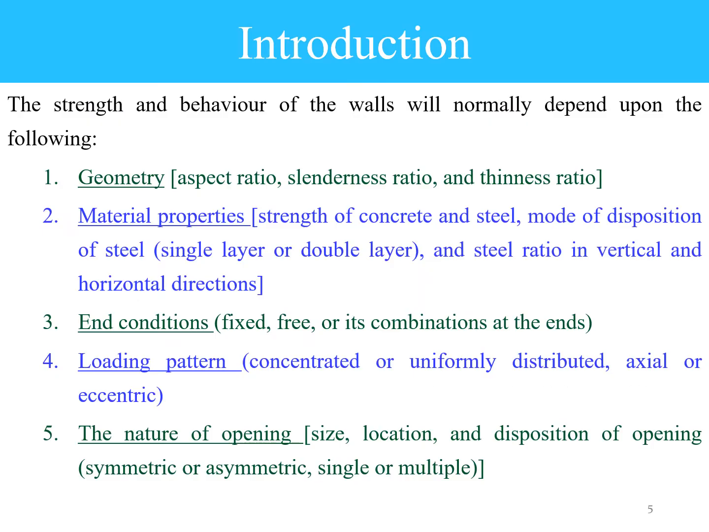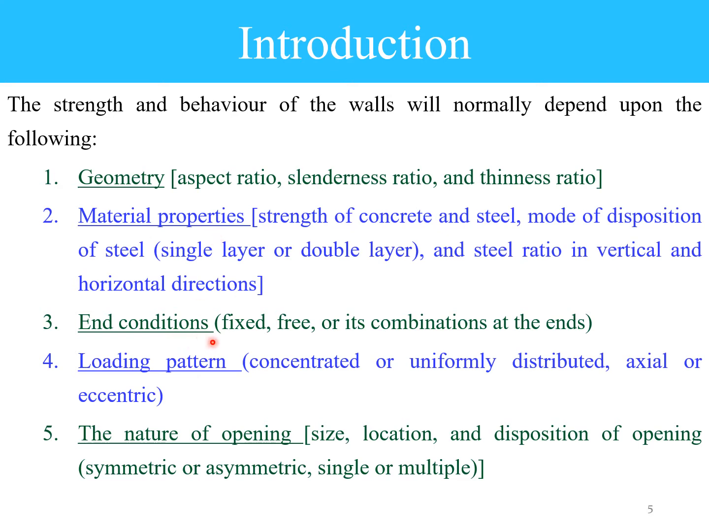Then the strength and behavior of a wall normally depend upon the following criteria. What are they? The first thing is the geometry of the wall system, that is nothing but aspect ratio, slenderness ratio, and thickness ratio of my wall system. Material property: it depends upon the strength of concrete, steel, and the mode of disposition of steel, that is, whether I'm going for single layer or double layers. Steel ratio in vertical as well as horizontal directions. This relates to the material property of my wall systems.